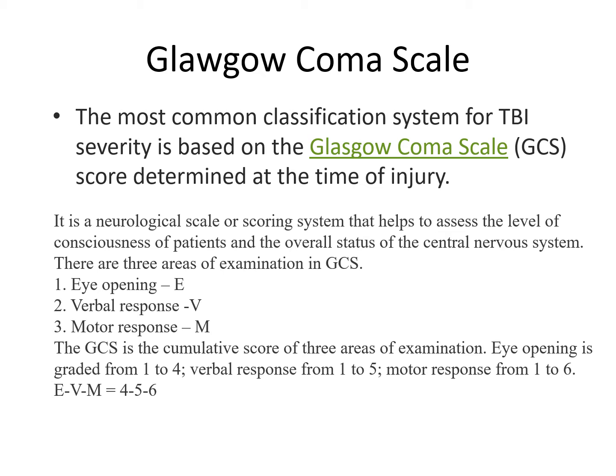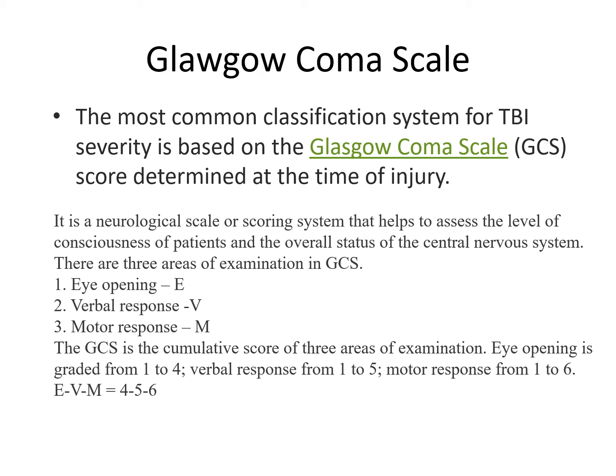There are three major areas of examination in the Glasgow Coma scale. They are eye-opening, verbal response, and motor response. We add up those three scores. The cumulative score of those three areas of the exam is the result, the Glasgow Coma score.